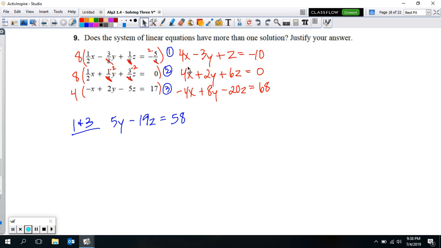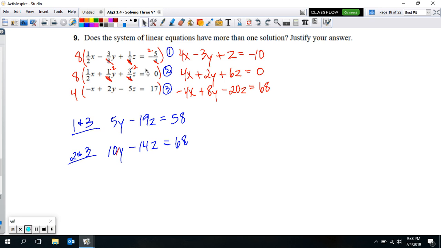Now to do 2 and 3, again, we'll cross out the x's. We'll get 10y, take 6 away here, that's a -14z, and then we'll get just the 68. So we can just write that down for doing 2 and 3. 10y minus 14z equals 68. So now again we have a 2 by 2 system.